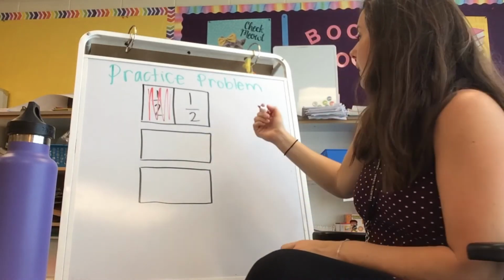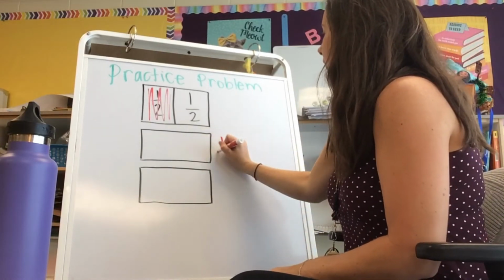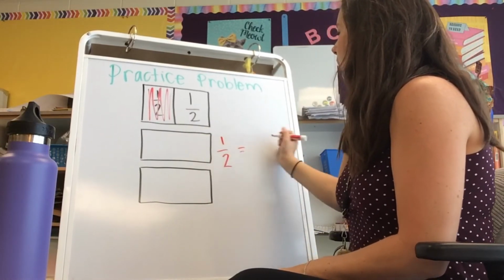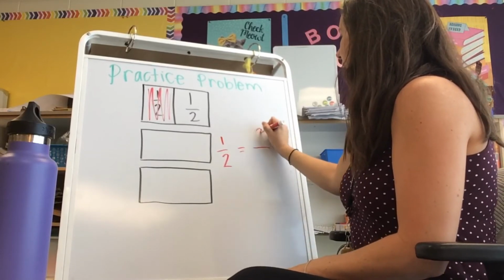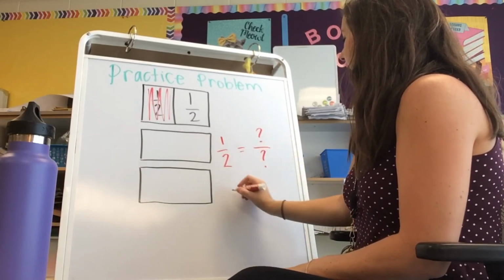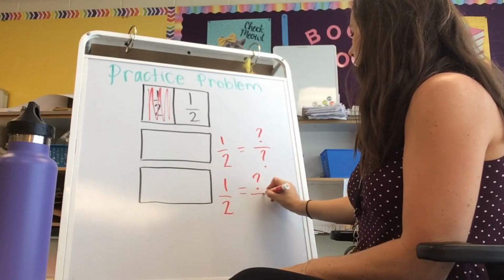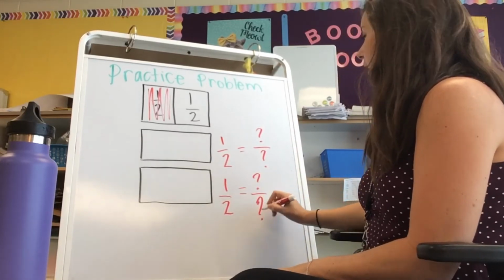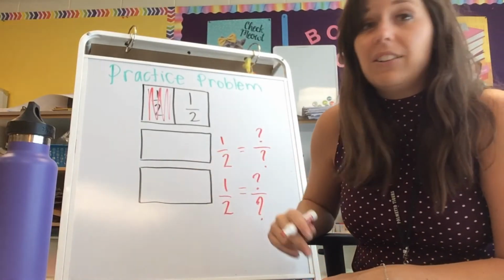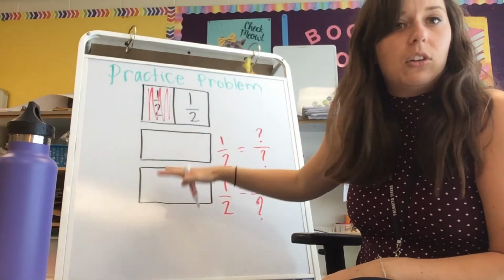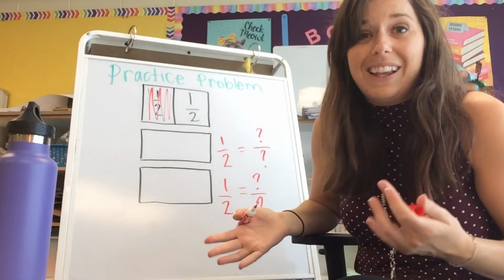Then you're going to tell me 1/2 is equivalent to what fraction? You tell me this. And you'll also do this down here. 1/2 is equivalent to what fraction, okay? These need to be different. You cannot just split them into fourths and then split the next one into fourths. This is going to be the same answer.